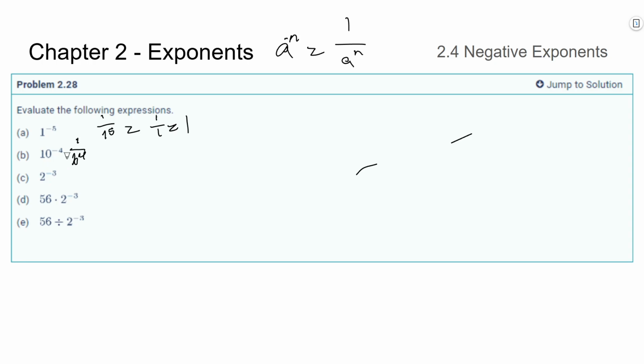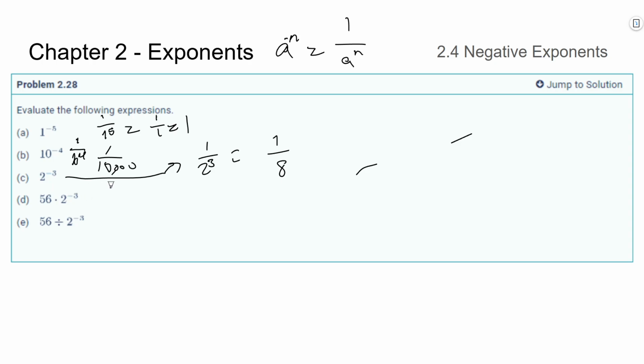All right, so 1 over 10 to the 4th would be 1 and 4 zeros. 1, 2, 3, 4, so 1 over 10,000. All right, so this one we'll write over here. 2 to the negative 3 would be 1 over 2 cubed. And that's going to be 1 over 8. 2 times 2 is 4, times 2 is 8.